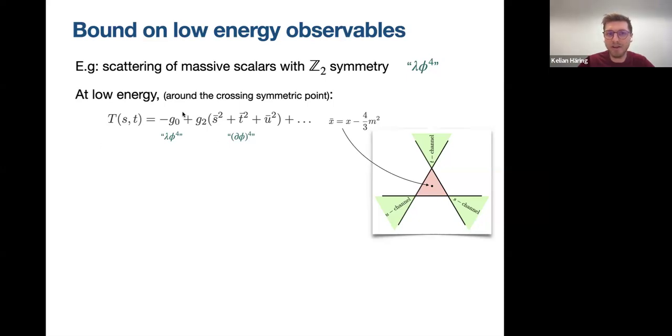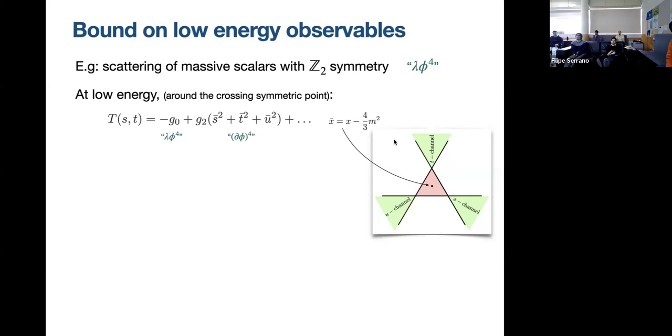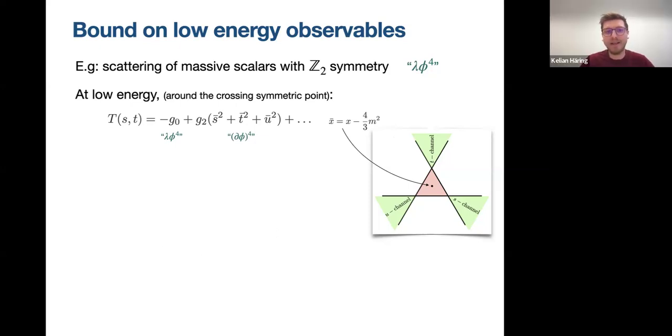So if you expand the amplitude there, you have a first term, which is constant. Then you don't have S plus T plus U because it's just equal to 4m², so that's not there. Then you have a second term, which is just this combination. And roughly speaking, this is given by lambda phi to the 4. And this is like a phi to the 4 term if you do perturbation theory here. And so these are what we call low energy observables, because they are defined inside the crossing symmetric point. And you may ask, can they take any value?